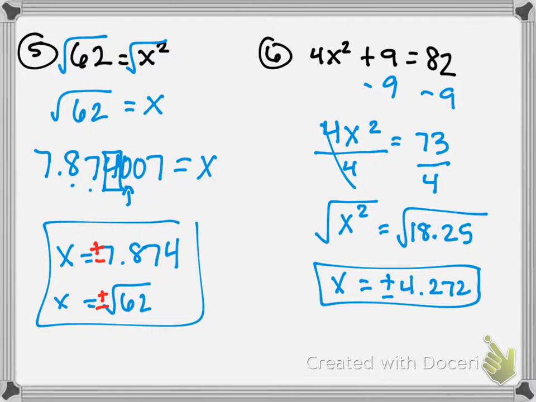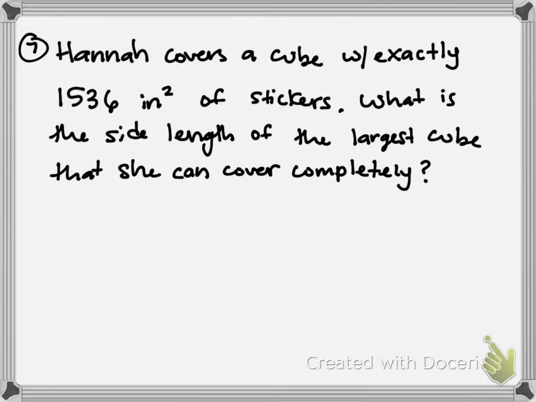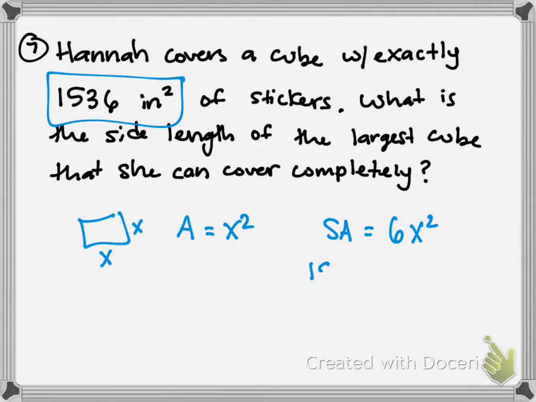All right, let's look at a word problem. Hannah covers a cube with exactly 1,536 inches squared of stickers. What is the side length of the largest cube that she can cover completely? So if you think about a cube, it's made up of squares, right? The side length is x. The area of one side would be x squared, but a cube has 6 sides, right? So the total surface area is 6 times x squared, 6 times the area of one side. They told us the surface area right here. So 1,536 equals 6x squared.